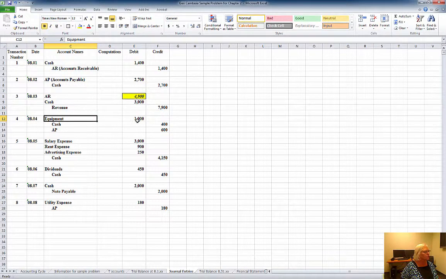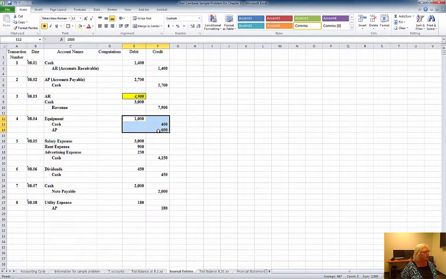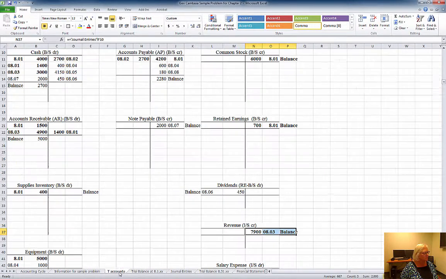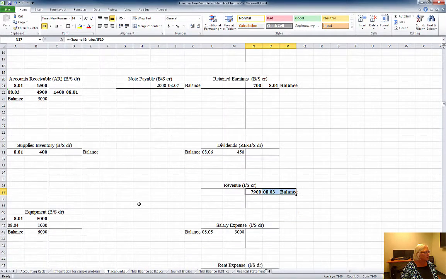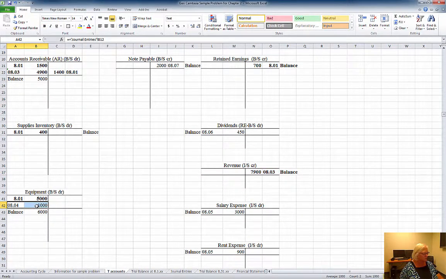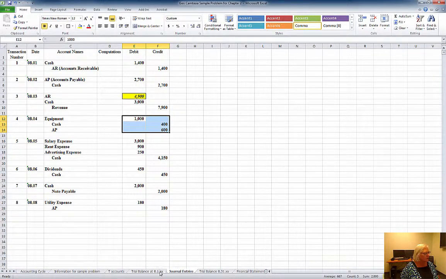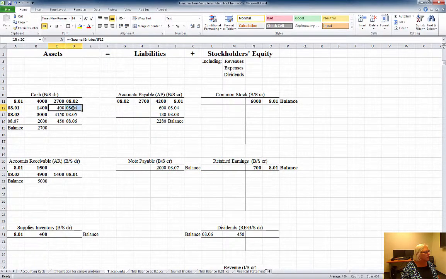All right, so on August 4th, we're going to debit equipment for $1,000, credit cash 400, credit accounts payable 600. So debit equipment 1,000. I forgot what I was doing. Credit cash and accounts payable on the 4th. Okay, credit cash for 400 and credit accounts payable for 600. And the 600 and 400 add up to 1,000, so I got it.